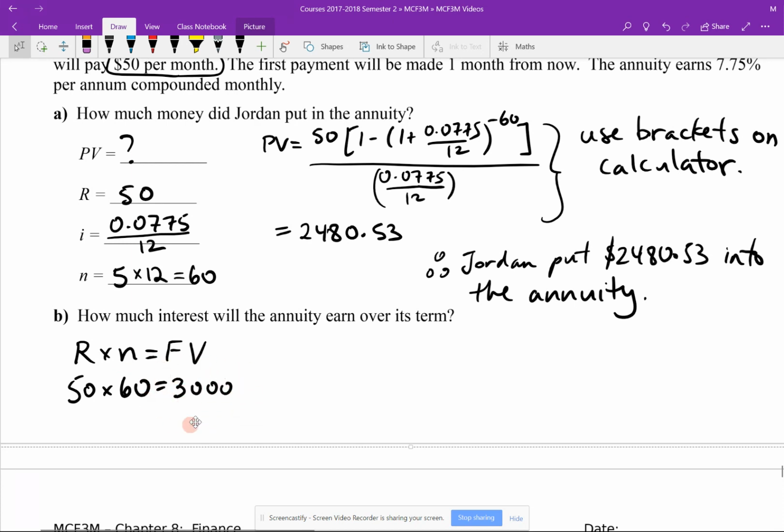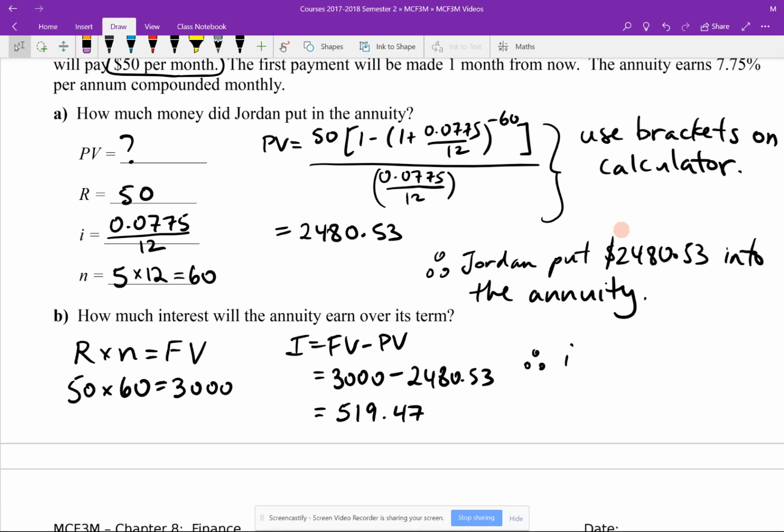So the interest you make is the difference between this $3,000 and the $2,480.53 you originally invested. So the interest is equal to the future value minus the present value. So $3,000 in the future minus the $2,480.53 you invested today. Your investment will grow by $519.47. So therefore, the interest earned is $519.47.